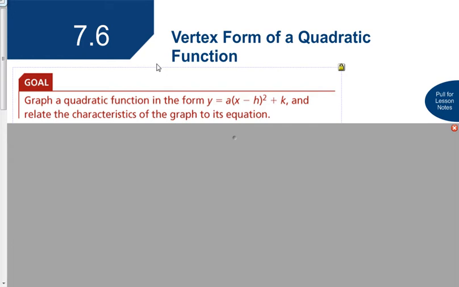7.6 Vertex form of a quadratic function. Our goal for this section is to be able to graph a quadratic function in the form y is equal to a times x minus h squared plus k, and relate the characteristics of the graph to its equation.